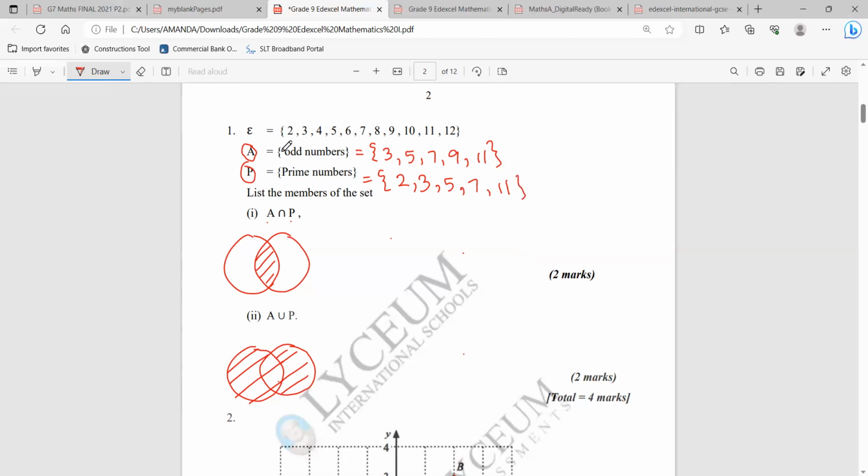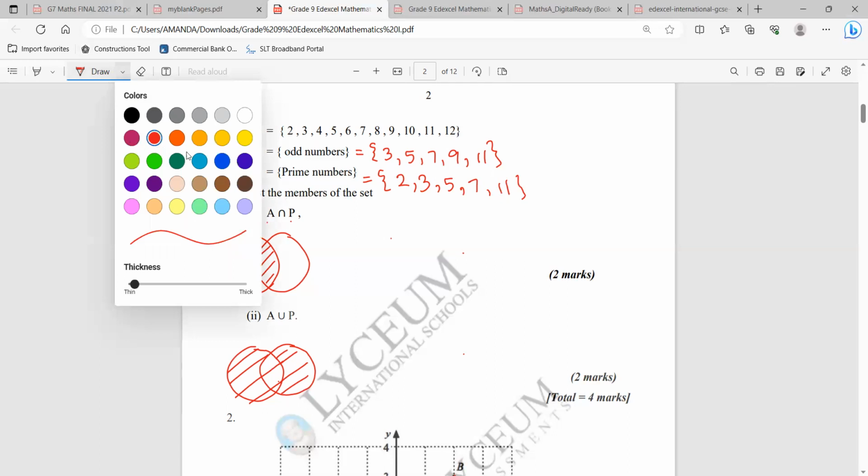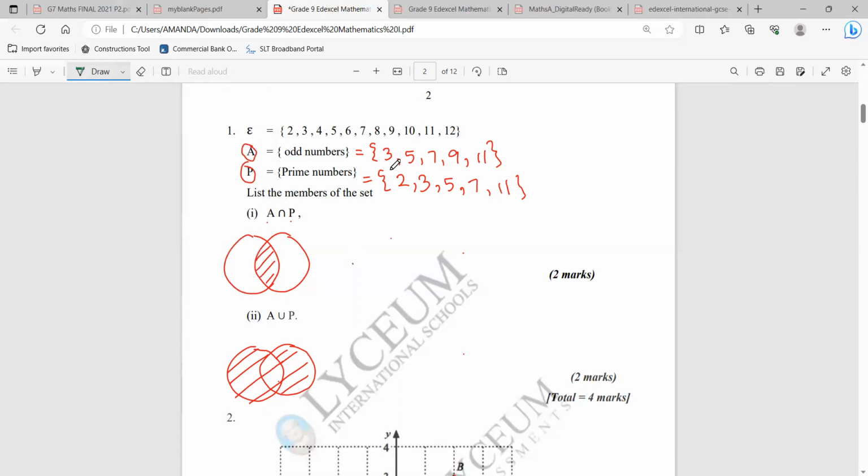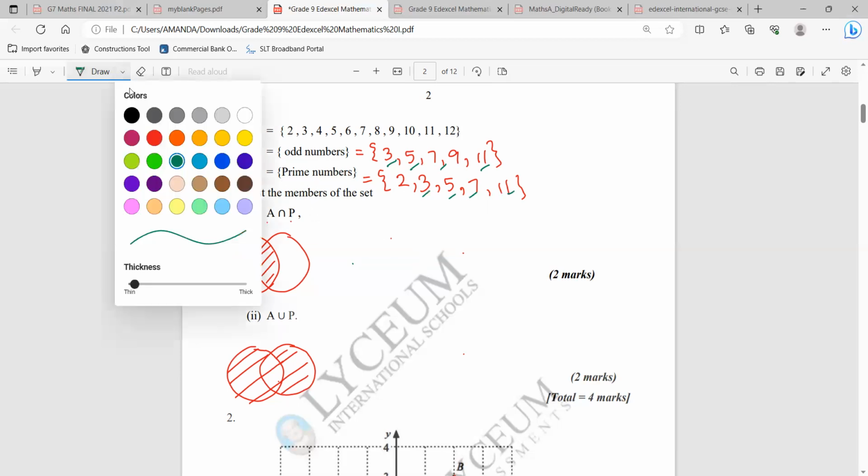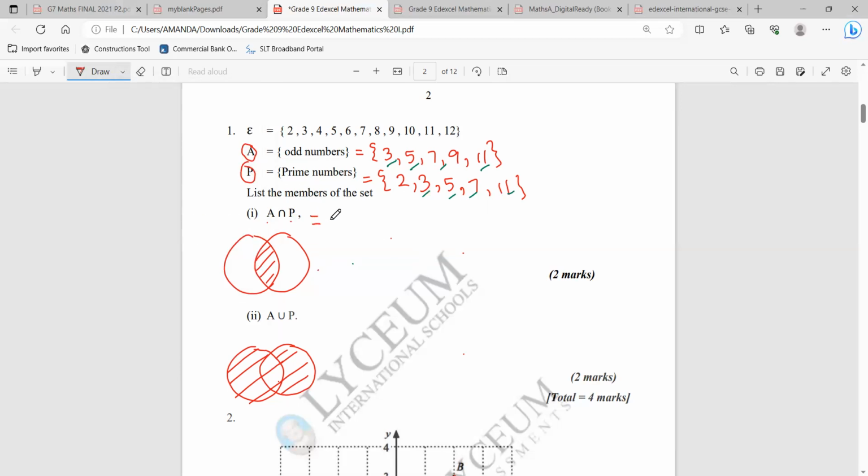From this lot, now let's see what's the intersection, the common elements for both set A and B. I see 3 is common, 5 is common, 7 is common, 11 is common. So these are the common numbers. Let's write them. The first thing is done. 3 is common, 5, 7, 11. So this is A intersect B. That is the answer.